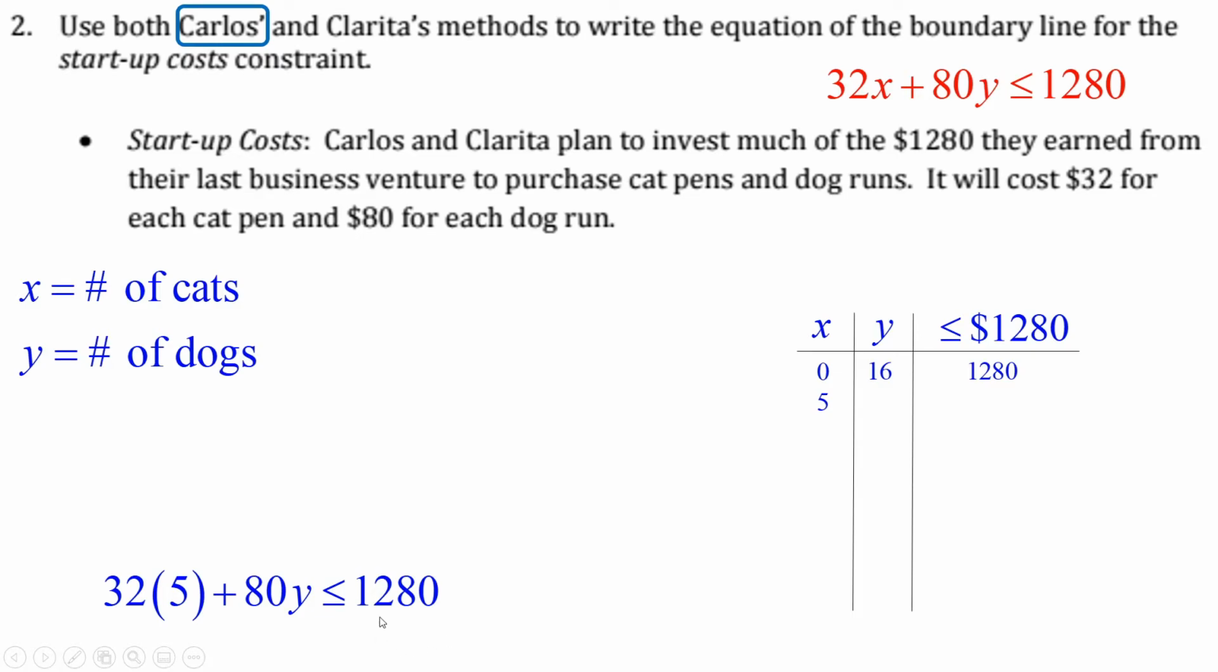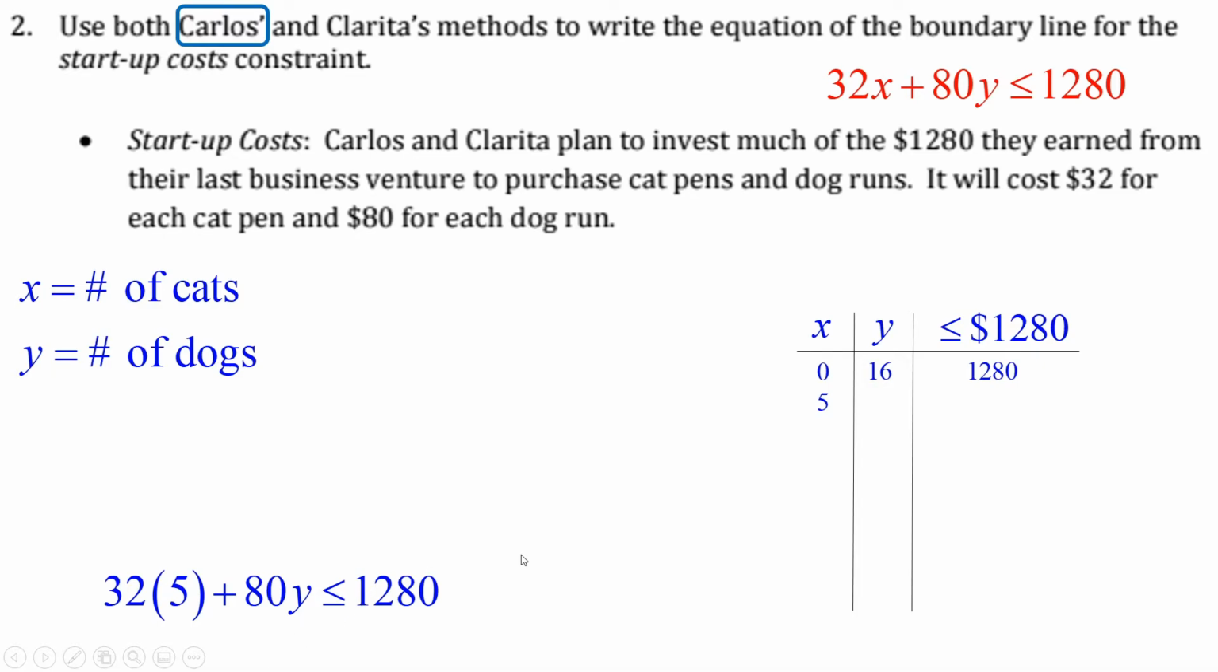Now, to save time, you guys, I'd love to solve this, but we've got a lot going on here. So I'm going to show you a little shorter method to do this. If you're going to isolate this y right here, well, the first thing you'd have to do is subtract the 32 times 5 from the 1,280. And then take that difference and divide by 80.